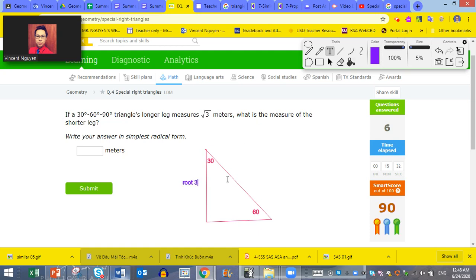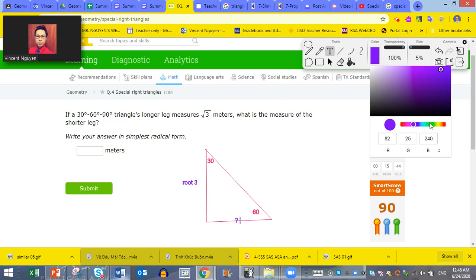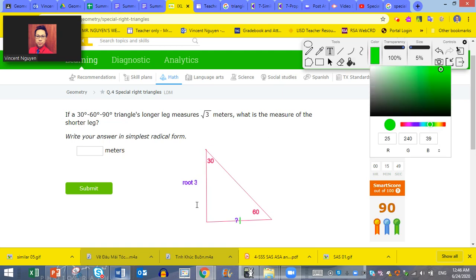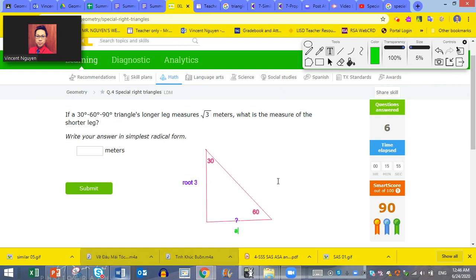What is the measure of the short leg? So I'm looking for this one over here. Now, again, guys, it doesn't matter what you're doing, you have to first label these things. So I'm going to go ahead and label them. I'm going to label this A. This is A. This is A root 3.